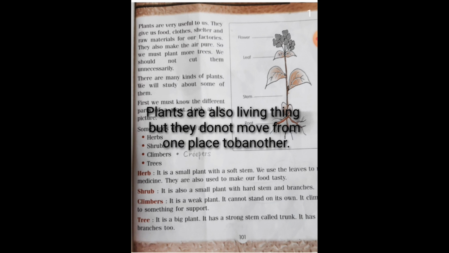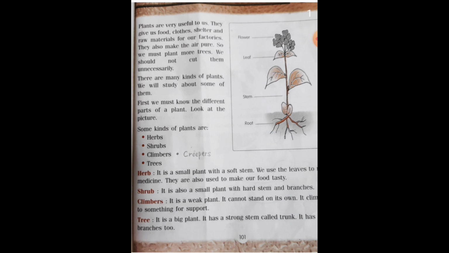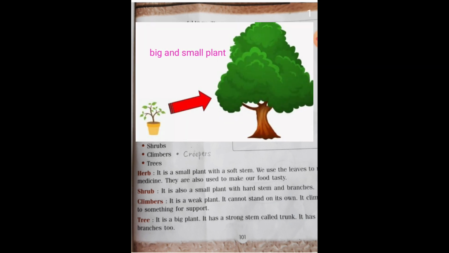Just as we human beings all have eyes, nose, hands and legs, but no two human beings look alike, in the same way plants are also of different shapes and sizes. Some plants are big, some are small. So let's start the chapter.